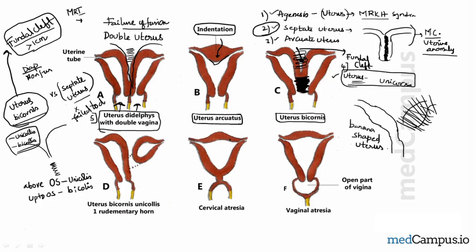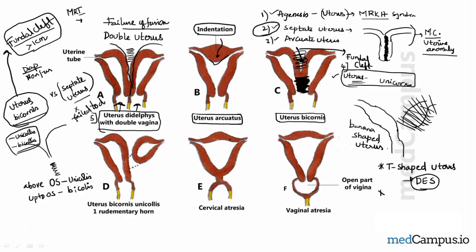unicornuate uterus, bicornuate uterus, and also the uterus didelphys. So there is another variety of uterus called T-shaped uterus. This T-shaped uterus is seen if the baby during development is exposed to diethylstilbestrol. So DES exposure leads to T-shaped uterus.